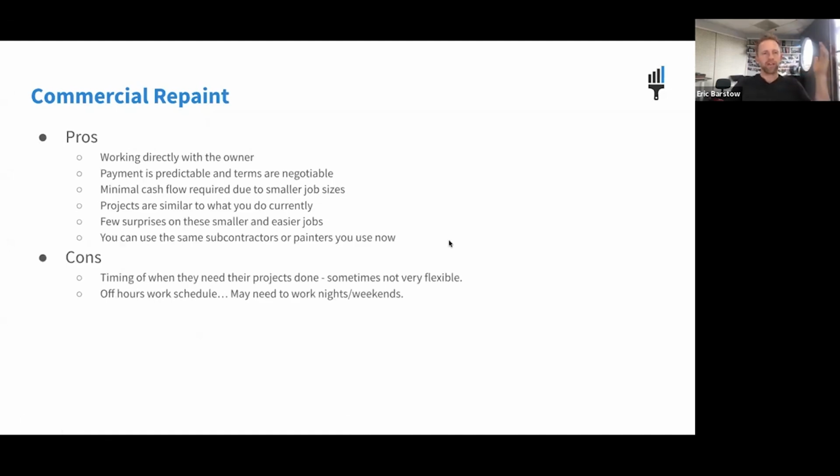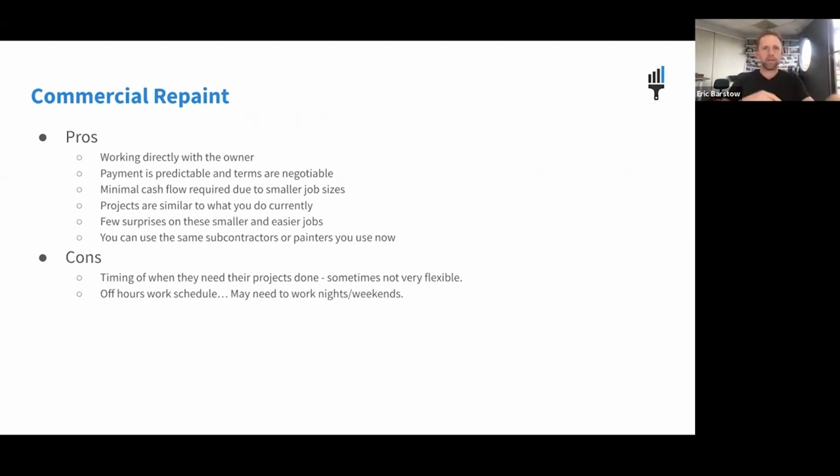Now the pros to the commercial repaint market is you're usually working directly with the owner or directly with the person responsible for maintenance on behalf of the owner. Payment is predictable. We know when we're going to get paid. It's not difficult to get paid. Terms for payment are negotiable. For example, if you're doing work for a property manager, they already have the money sitting there in an account for the maintenance budget. It's sitting there ready to be spent. So the money's there, the payment's predictable, and the terms are negotiable.